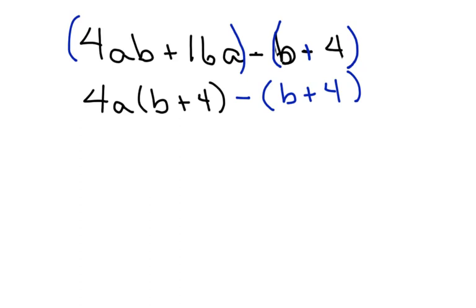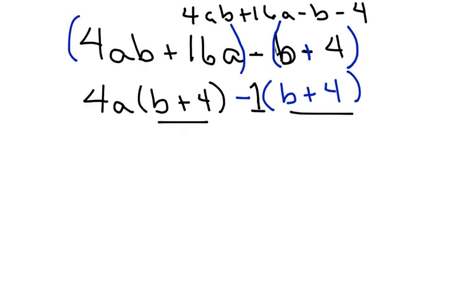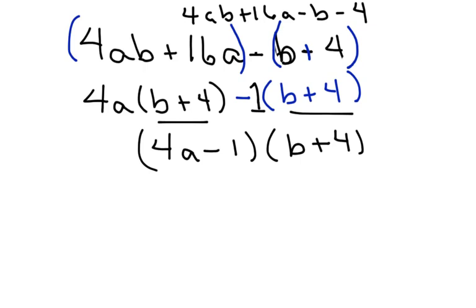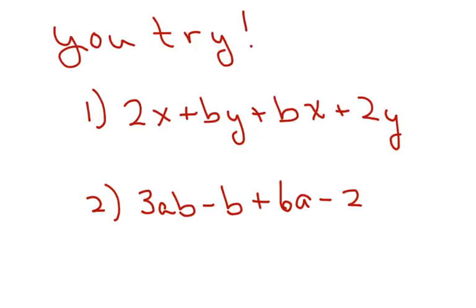Now, don't forget, if there is nothing in front here, we can put a 1. If you want to check, you can go back. This was originally 4ab plus 16a minus b minus 4. Again, we basically want our quantities to be the same, so we could do 4a minus 1 times the quantity b plus 4. I have 2 here that you can try. And that's the end of the video.